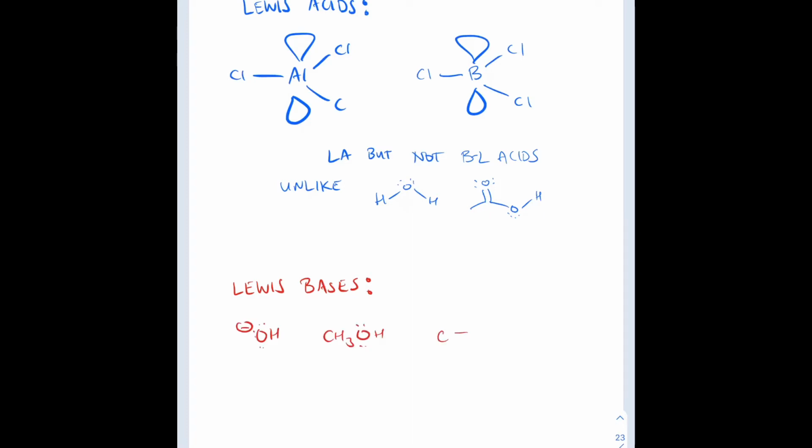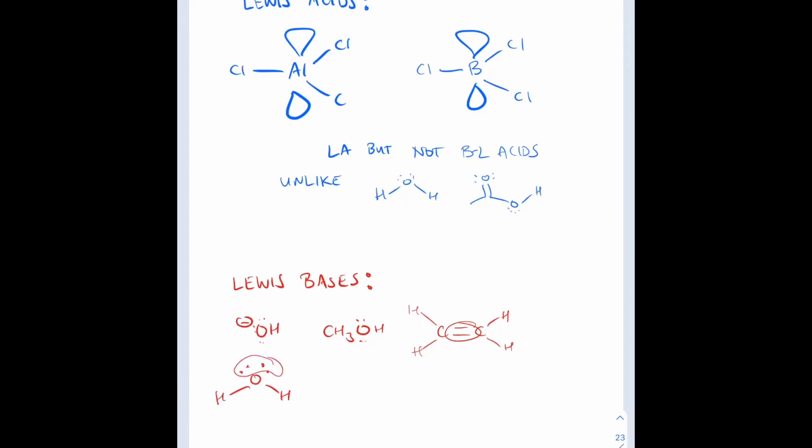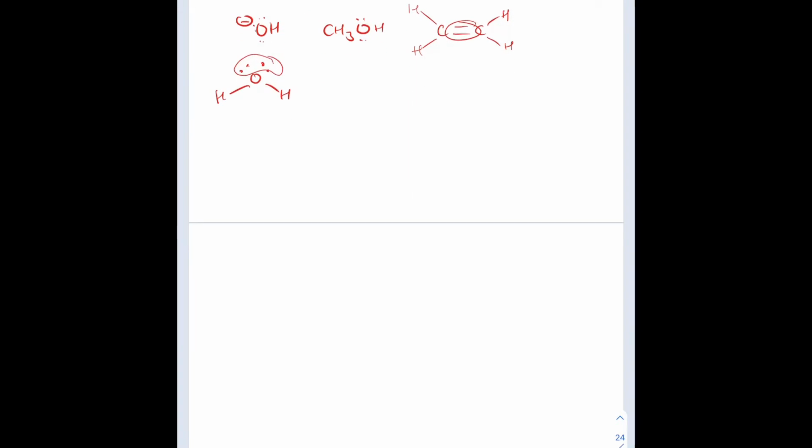Some Lewis bases are hydroxide, methanol, or ethylene, and ethylene has got the extra bond in there, that pi bond. That's where the electron richness comes from, and for water it's got those lone pairs, so it's electron rich as well, and the same can go for methanol. Even though they're not negatively charged, they are electron rich.